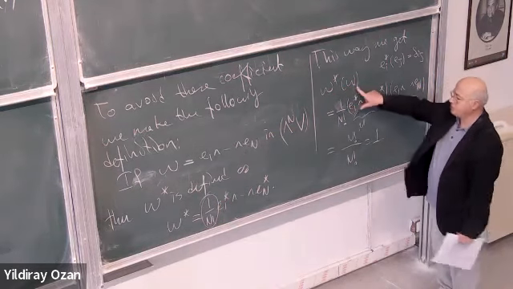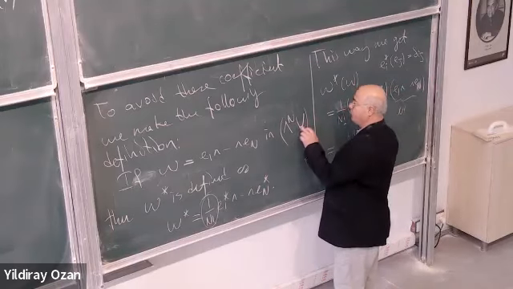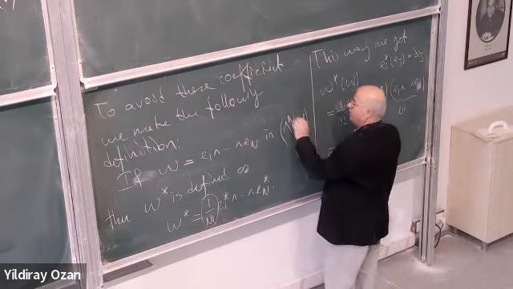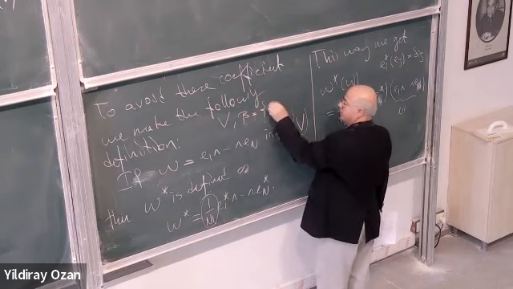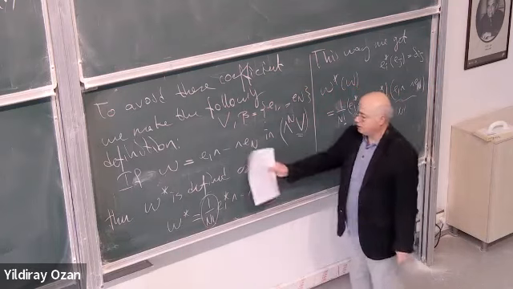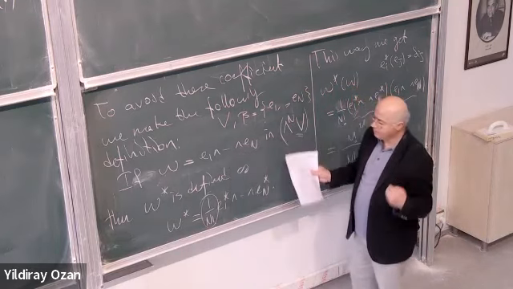So if my vector space B has a basis, let's say E1 up to En, n-dimensional. These are my basis elements.